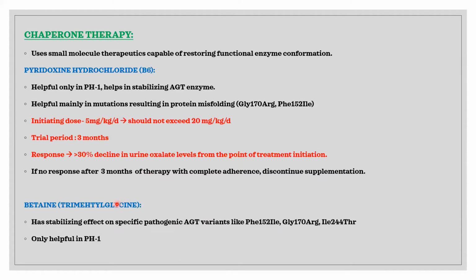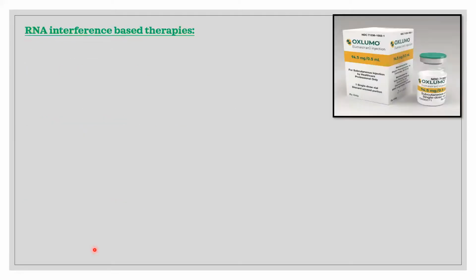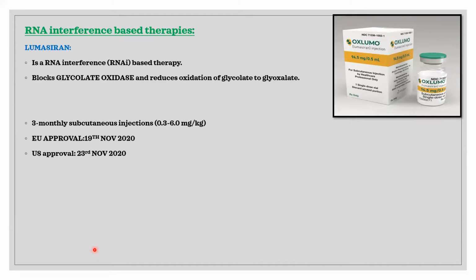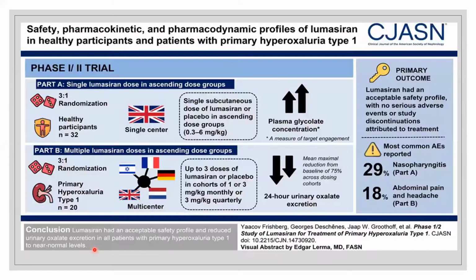Coming to the betaine, it is also helpful only in primary hyperoxaluria type 1. Coming to the RNA interference-based therapies, there are three mainly: lumasiran, nedosiran, and stiripentol. Coming to lumasiran, it blocks glycolate oxidase and reduces the oxidation of glycolate to glyoxylate. It is given as 3 monthly subcutaneous injections, around 3 to 6 mg per kg, approved in European Union and US in November 2020. The drawbacks are repeated injections, injection site reactions, and abdominal pain.